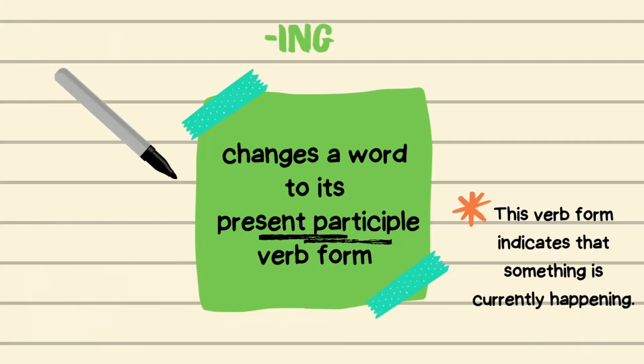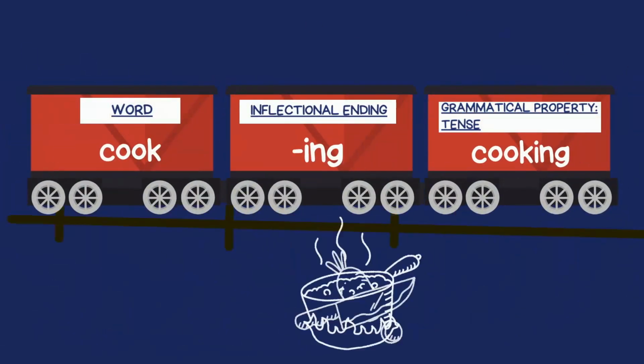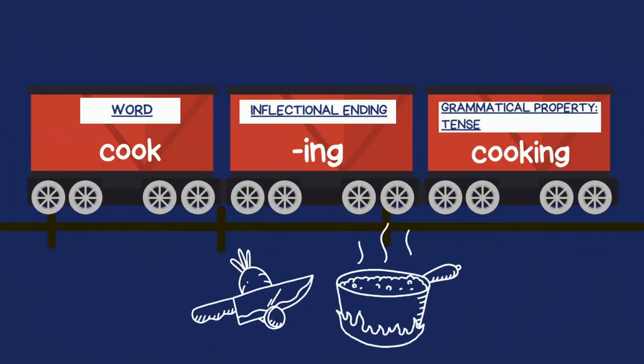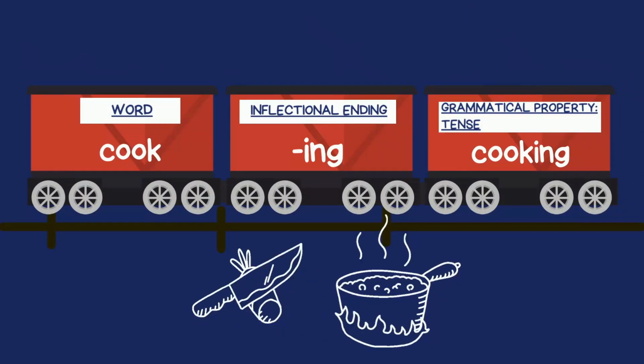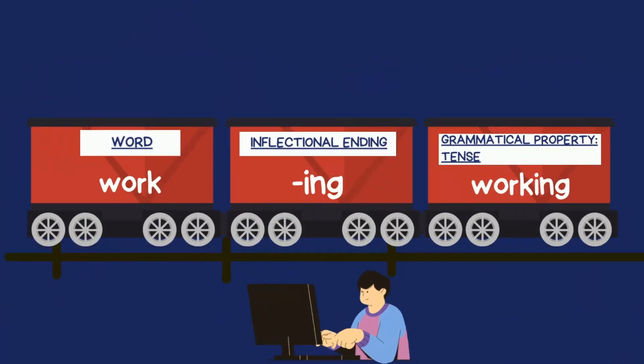The last inflectional ending is ing. This ending changes a word to its present participle verb form. So, ing changes the grammatical category of tense. Keep in mind that this verb form indicates that something is currently happening. Let's see some examples. If we add ing to the word cook, we create its present participle verb form, cooking, changing the grammatical property of tense. In the case of the word work, adding the inflectional ending ing also creates its present participle verb form, working.